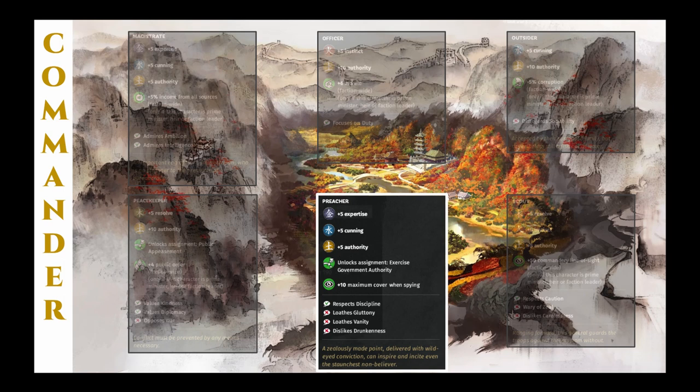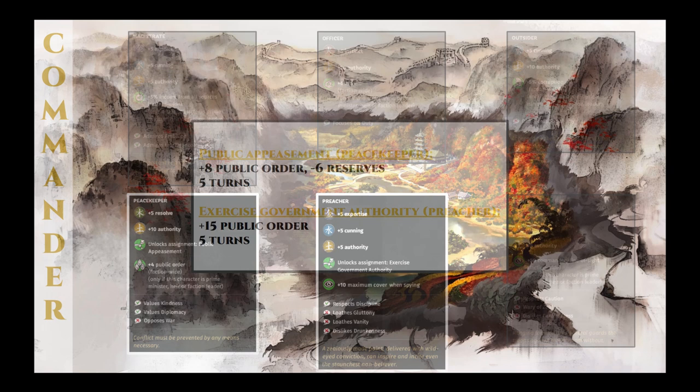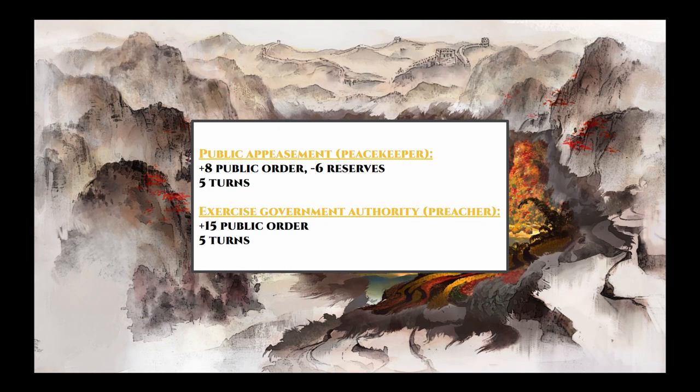Moving on, we have the Preacher here, which is the spying background. Like the other spying backgrounds so far, it adds 10 points to maximum cover. Not much to add here, so let's continue by looking at our two unique assignments. First, we have Public Appeasement from Peacekeeper. This assignment adds 8 points of public order at the cost of 6 reserves a turn. This is an okay assignment at best, and if you look down at the other assignment here, then you quickly realize this assignment is trashed, because Exercise Government Authority from the Preacher background gives you 15 points of public order for 5 turns with no reserve penalties. So this seems like bad game design, as the Preacher assignment outclasses the Peacekeeper assignment by a mile.